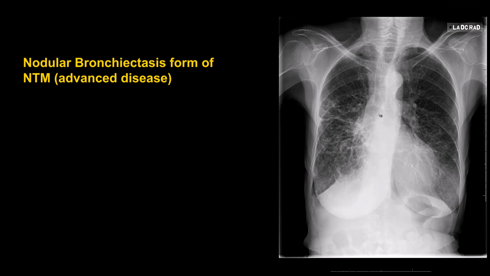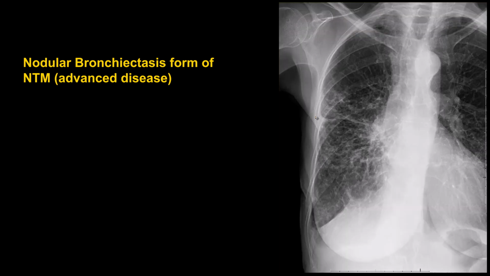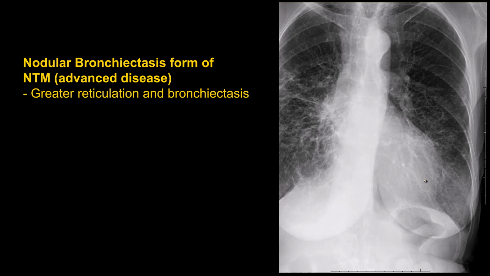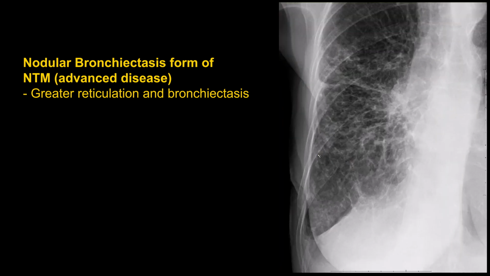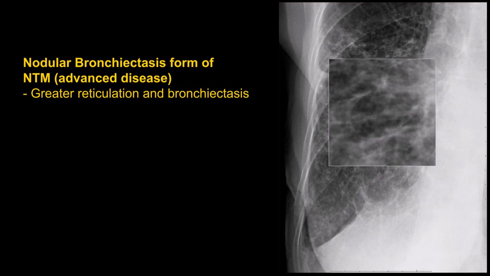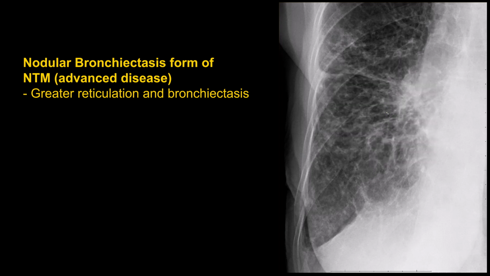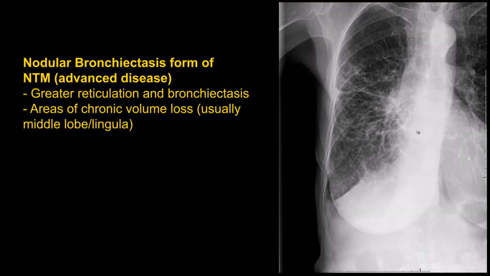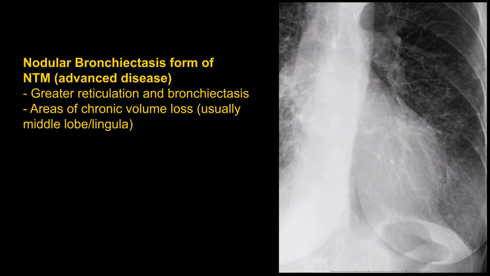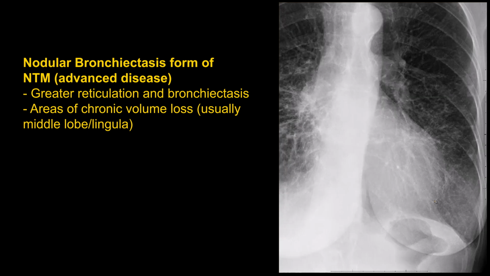Here's a third patient with a nodular bronchiectasis form of NTM. This patient has more advanced disease, and on the chest x-ray, you can easily see extensive reticulation in the lower lungs. It's a little bit more prominent in the right lung compared to the left. Down here, you can see these elongated, lucent structures which represent bronchiectasis. And then we also have obscuration of the right heart border and ill definition of the left heart border.